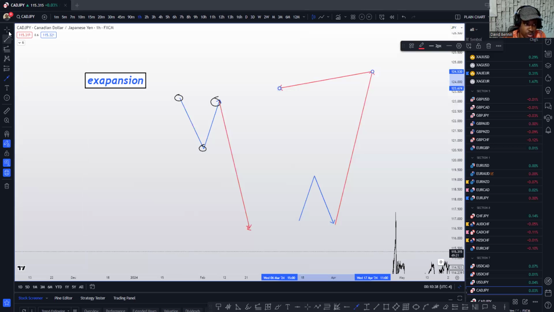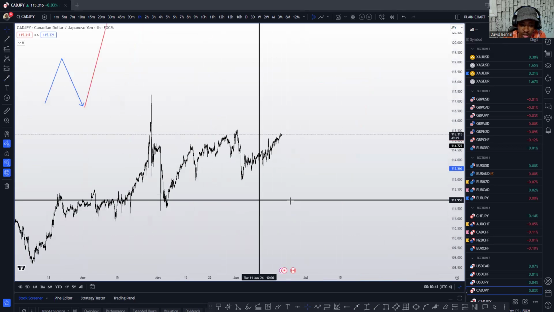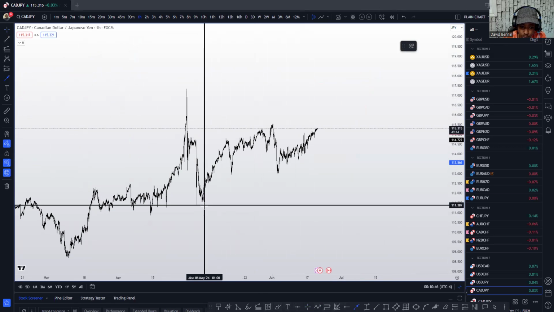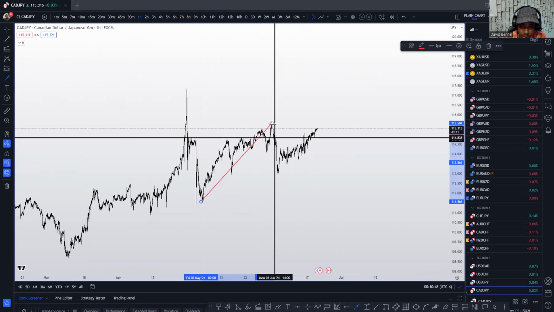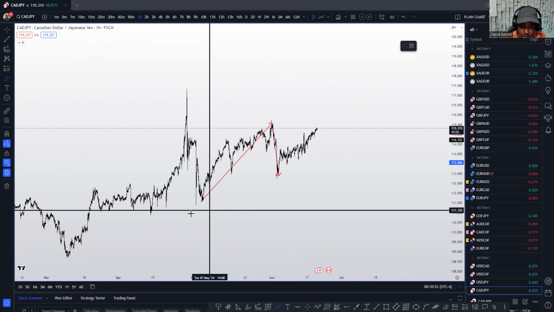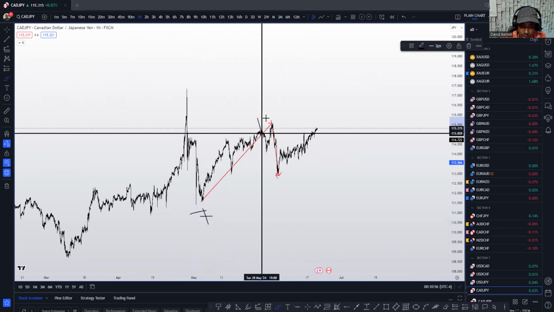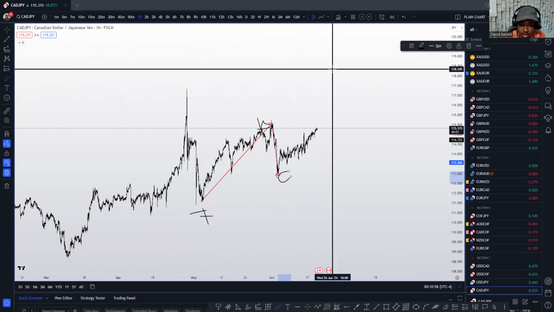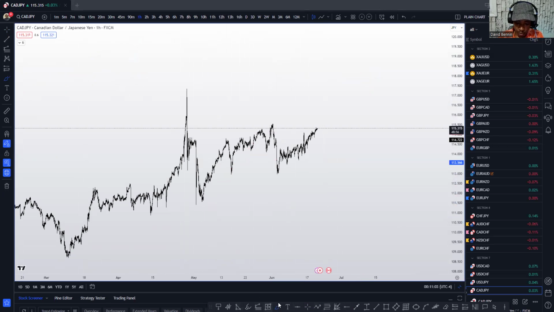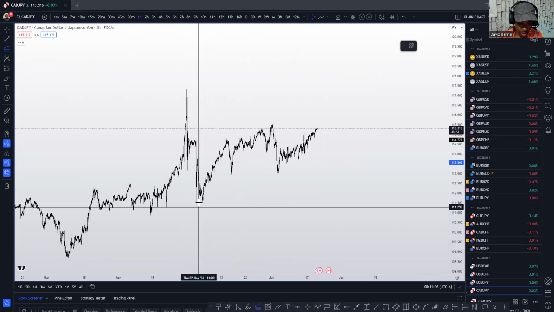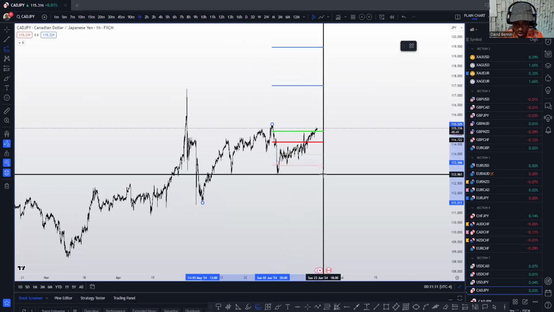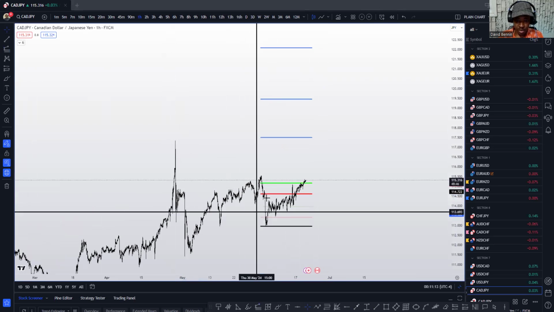So let me explain to you. Basically, this is what I'm looking for: A, B, C. I call this A, B, and C, and then I expect the D move. This is how the expansion works. I go from Fib expansion, I go from 1, 2, and 3. Then the expansion is going to give me my D leg.